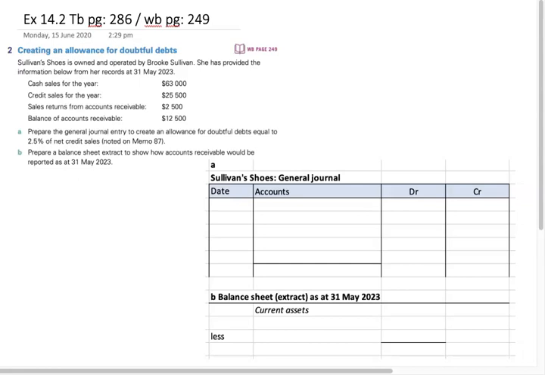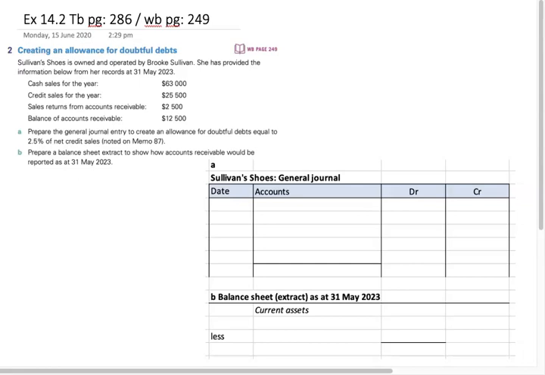It's a relatively quick question which is asking us to create an allowance for doubtful debts. So let's just have a quick look at the question, explain what an allowance for doubtful debts is as some revision, and then let's do the recording of this exercise. So who are we in this business? We are Sullivan's Shoes, and it is owned and operated by Brooke Sullivan, and she has provided some really important information for the year up to 31 May.